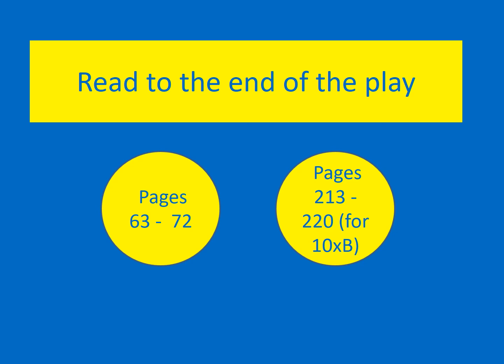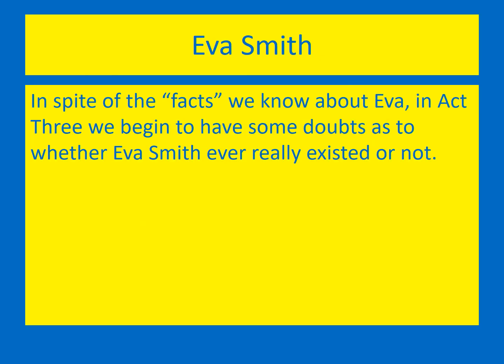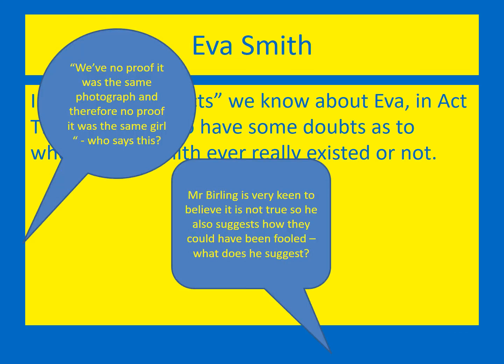So let's move on. Okay, so let's have a little reflect. In spite of the facts that we know about Eva, we looked at the facts about Eva. She was pretty, she kept a diary, her parents were dead, and the like. In Act 3, particularly the Birlings begin to have some doubts as to whether Eva really existed or not. There are 3 quotes that show this, okay?